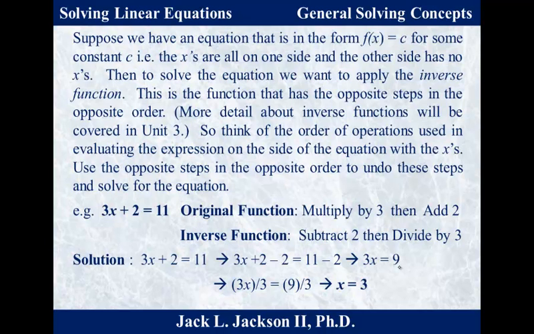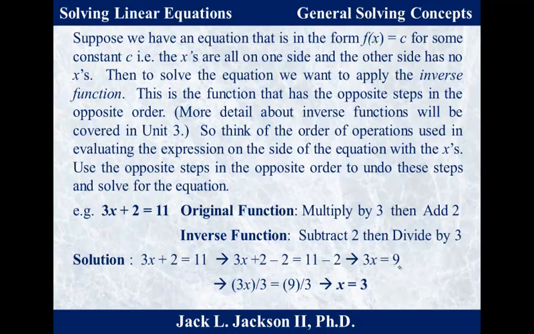So we have 3x plus 2 equals 11. First we subtract 2 from both sides of the equation to eliminate the 2. So we get 3x equals 9. Then we divide by 3, divide both sides of the equation by 3 to get x by itself on the left, and 9 divided by 3 is 3, so the answer is 3. Of course, you could check it. 3 times 3 is 9 plus 2 is 11, so it does check.